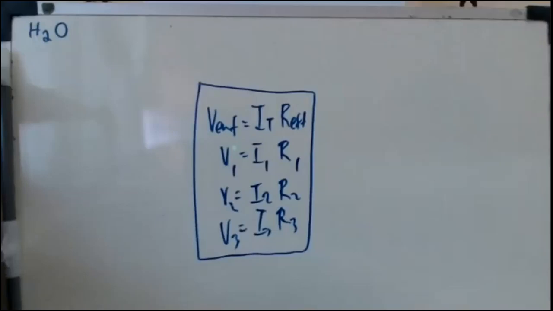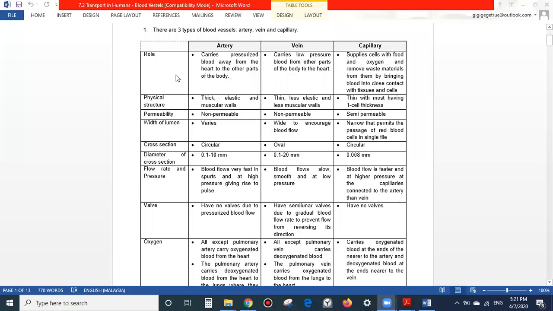Lauren and Tao, let's take a look at blood vessels. Okay, so basically, there are three main blood vessels that you need to learn: artery, vein, and capillaries. The definition first. Can you define artery, Lauren?